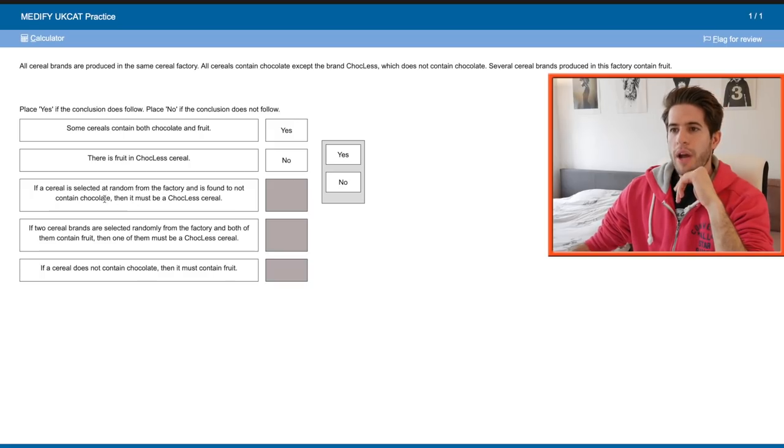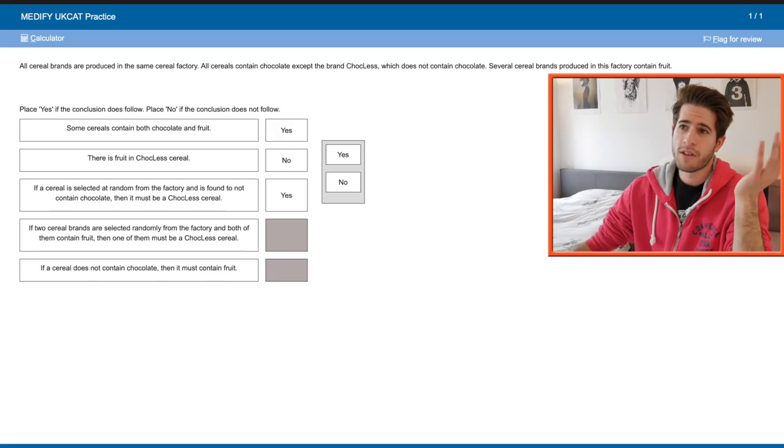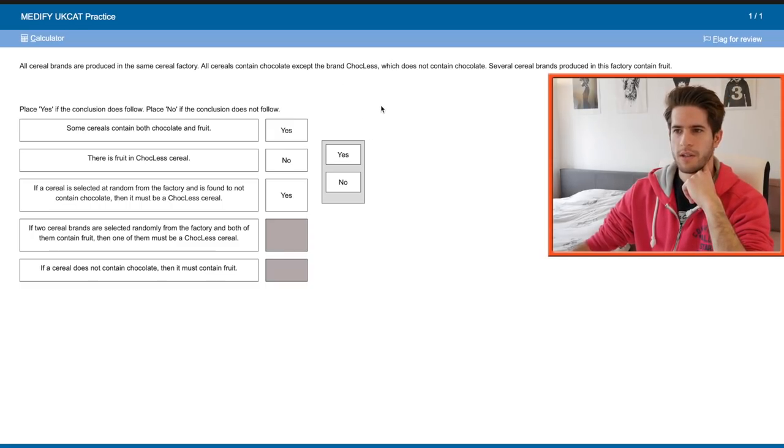If a cereal is selected at random and is found to not contain chocolate, then it must be a Chocless cereal. This is correct because all cereals contain chocolate except that one Chocless. If two cereal brands are selected randomly from the factory and both of them contain fruit, then one of them must be a Chocless cereal. Why? No, you could still choose two cereal brands that have fruit, and it could be that you chose two that are not the Chocless brand. So I'm going to go with no.